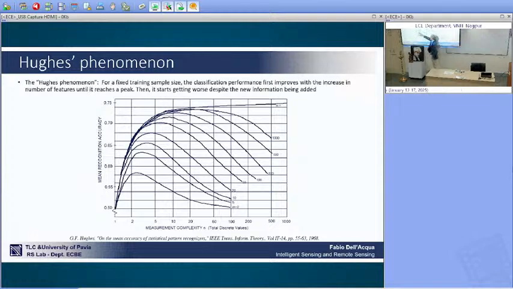But what is somehow surprising is that it increases up to a certain point, and then it peaks and starts going down, which seems paradoxical because you're adding more information about the same object, but the classifier is less and less effective in identifying it. Okay? So this is one big issue with hyperspectral data.